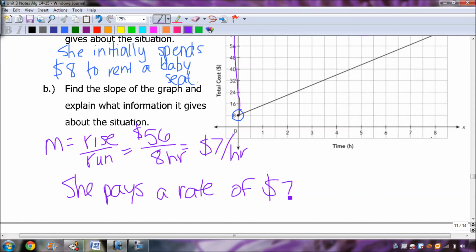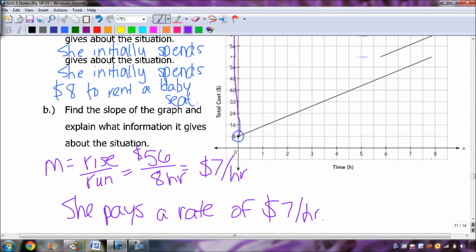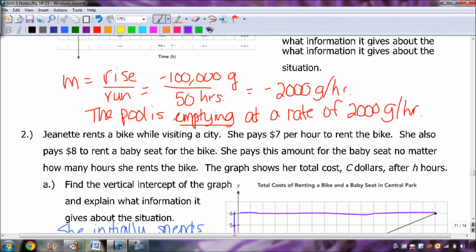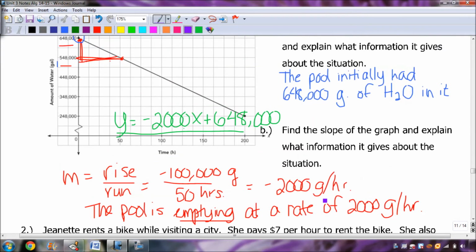Now, to be honest, you don't even need to see this graph to answer these questions because all of that information is in the initial setup of the problem. I want to go back to number 1 because there's one thing about number 1 that I forgot to tell you guys with the slope.